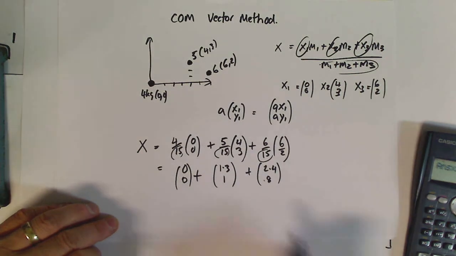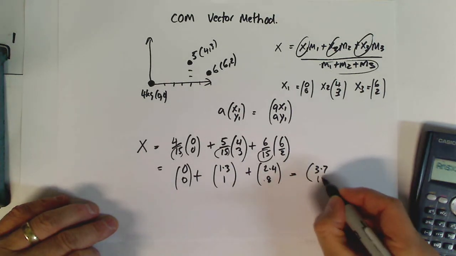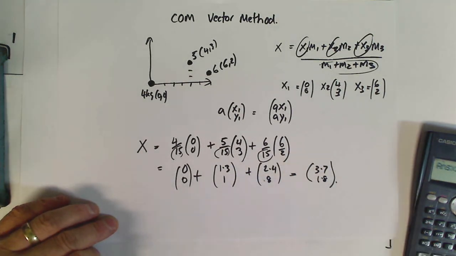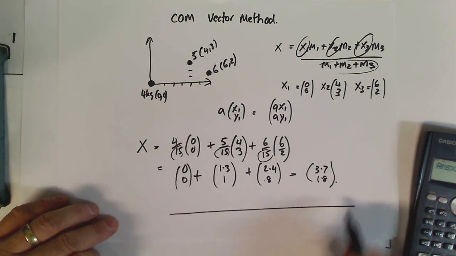one was 0, 0, is you just add the horizontals and the verticals. So 1.3 and 2.4 are going to be equal to 3.7. And 1 and 1.8 are going to be equal to 2.8. So as a vector, that's where the location is. And what's at that location? Well, what's at that location is 6 plus 5 plus 4, or 15 kgs. That's the vector approach to these center of mass problems.